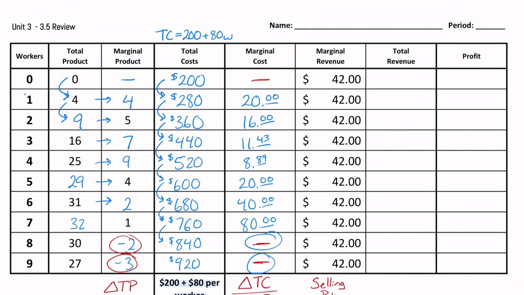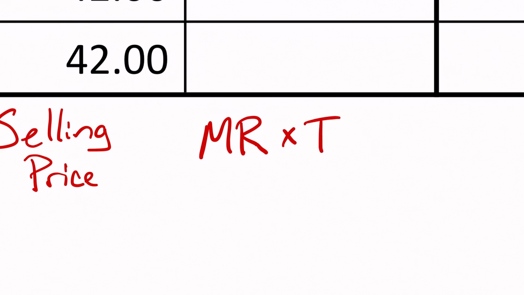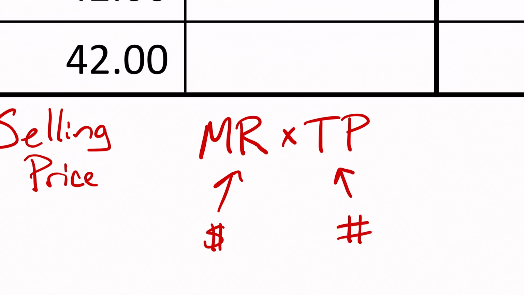But whenever we talk about total revenue, remember we said that our formula for total revenue is that selling price, so that marginal revenue, multiplied by our total product. So we're saying, all right, how much are we selling it for, times the number of them that we're selling.